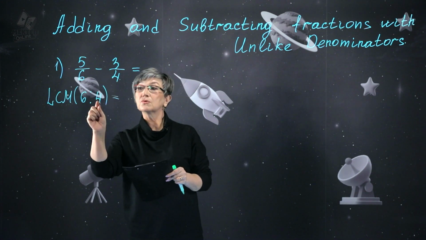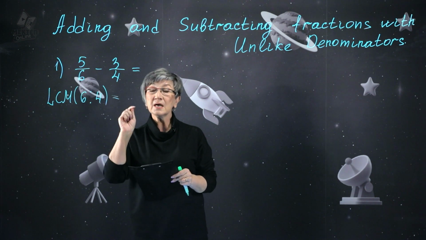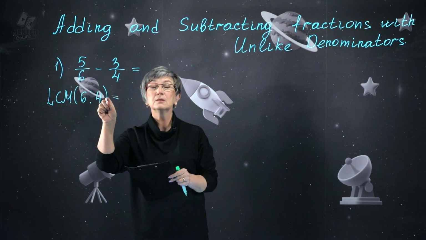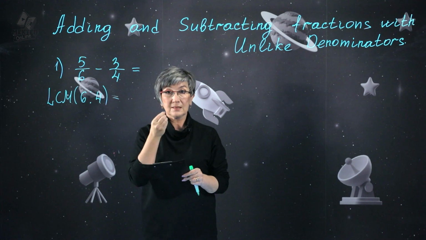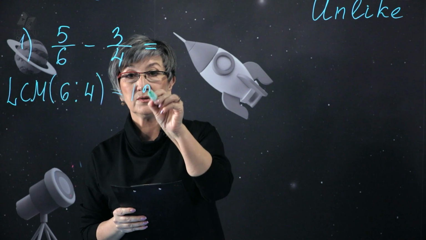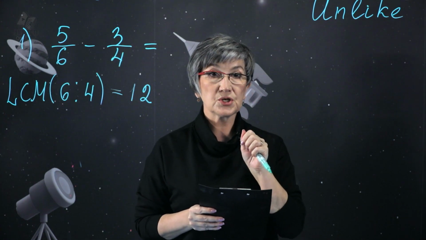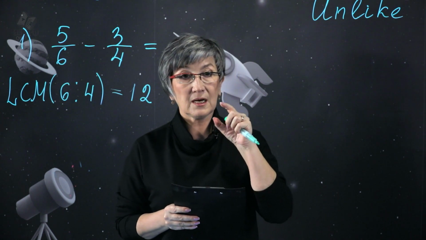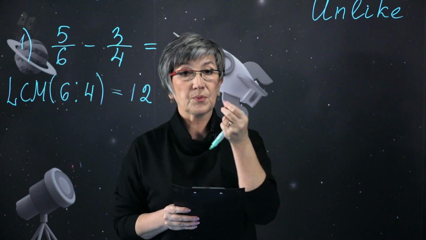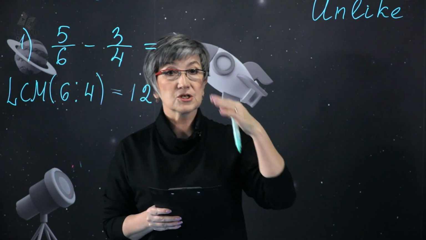Is 12 divisible by 6? Yes, it does. 12 is divisible by 4. Yes, it does. Then the common denominator or common multiple is 12. Notice it will be the least common multiple. I told you that it is desirable that it is the smallest common multiple. So, let's continue with our next steps.